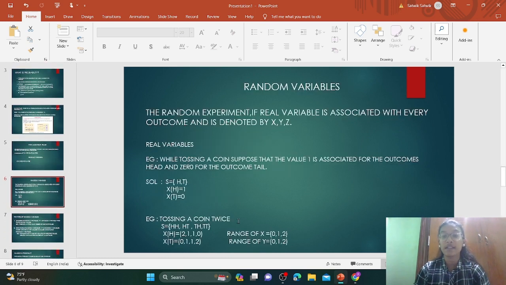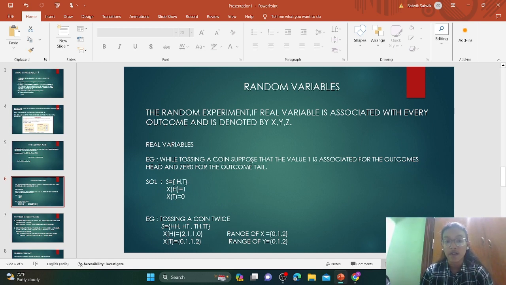So the next one is the random variables. In random experiments, a real variable is associated with every outcome and is denoted by X, Y and Z. So basically the random variables are denoted by X, Y and Z. While tossing a coin, suppose the value 1 is associated with the outcome head and 0 with the outcome tail. So look at this example.